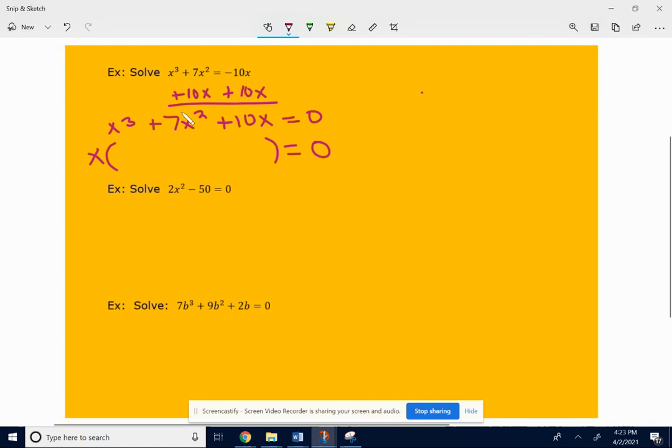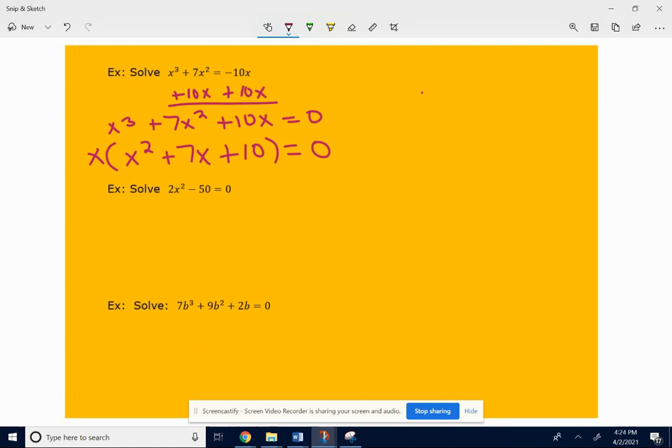So I'm basically taking all 3 divided by x. X to the third divided by x to the first is x to the second. 7x to the second divided by x: the 7 still stays, and x to the second divided by x to the first is x to the first. This last part, we have 10. 10 doesn't change. It's not divided by a number. x divided by x goes away, so all we're left with is a positive 10.